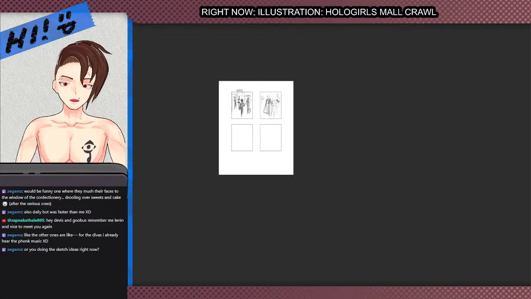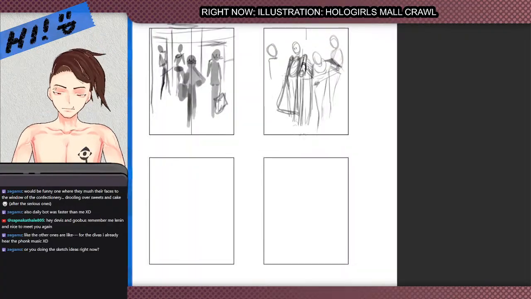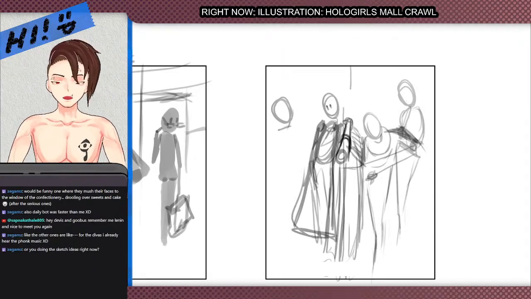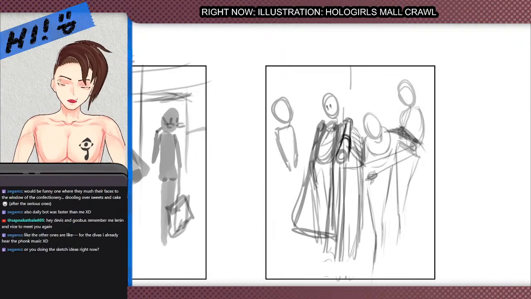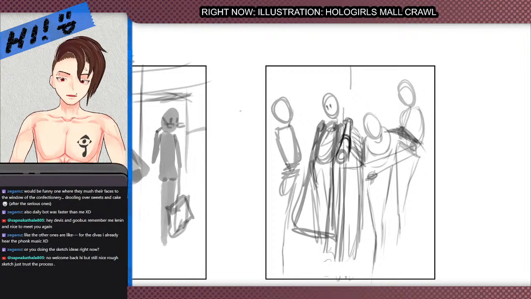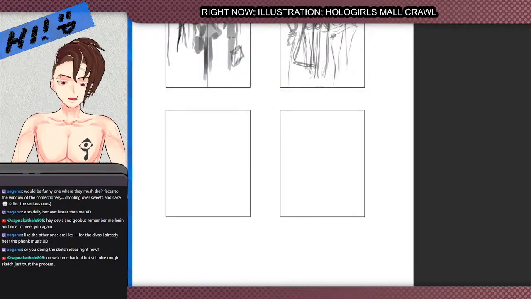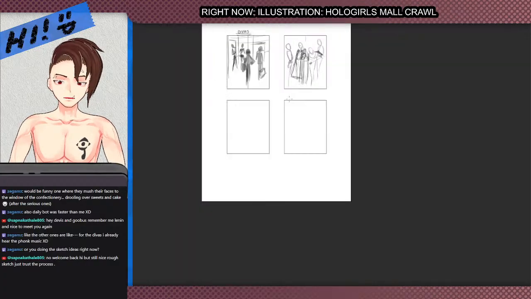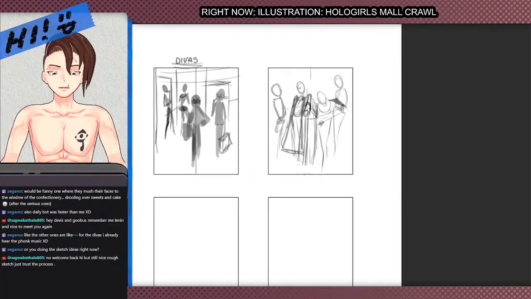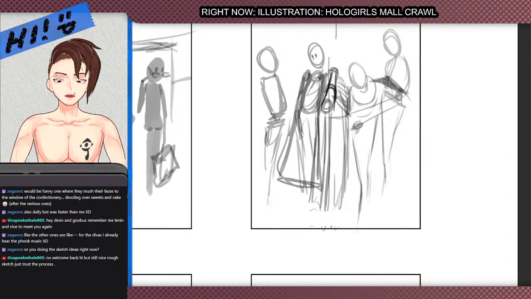Are you doing the sketch ideas right now? Yep, I'm doing the sketch ideas, thumbnails. This is something I haven't really done. I kind of want to stretch things a little and spend some time. Welcome back, hi, but still nice, rough sketch. Just trust the process. Yep.